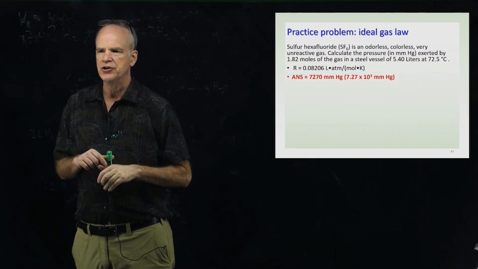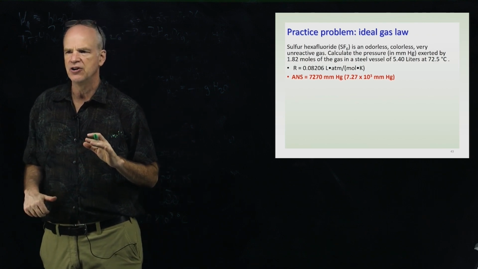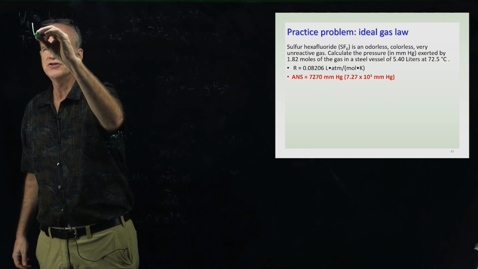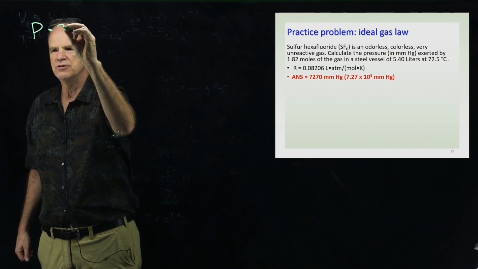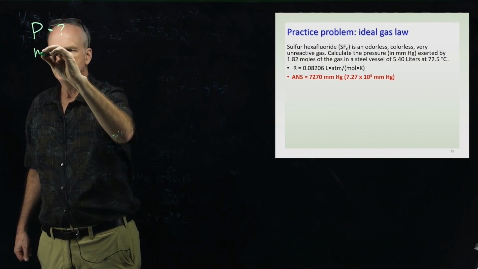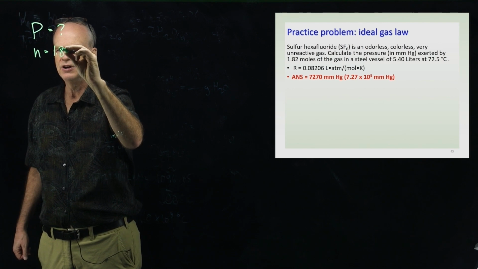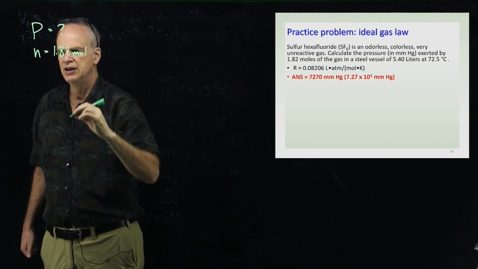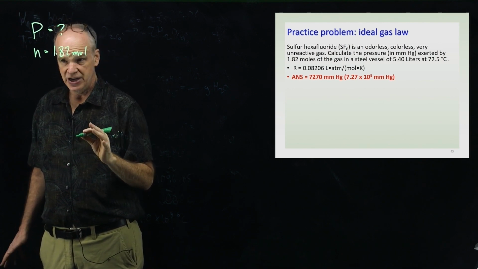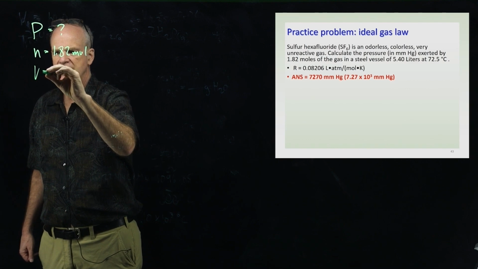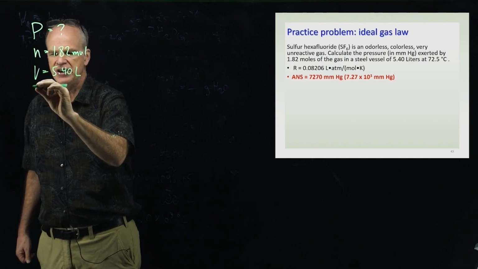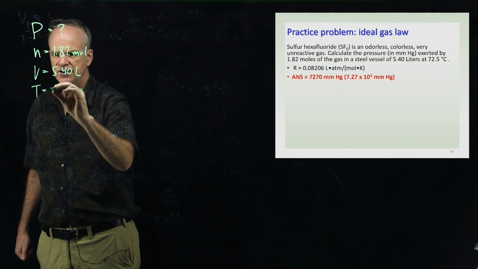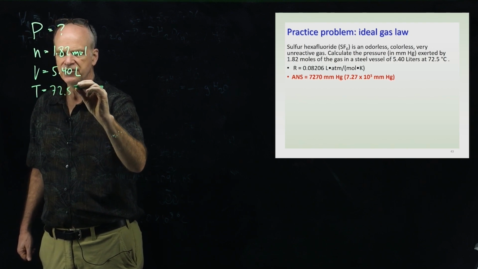Okay, so let's go ahead and assign some variables here. We're going to try to find the pressure of the gas, so I'm going to put a question mark here. We have the number of moles of the gas, which is 1.82 moles. It's contained in a vessel, and the volume of that vessel is 5.40 liters. And then the temperature of the gas is 72.5 degrees Celsius.